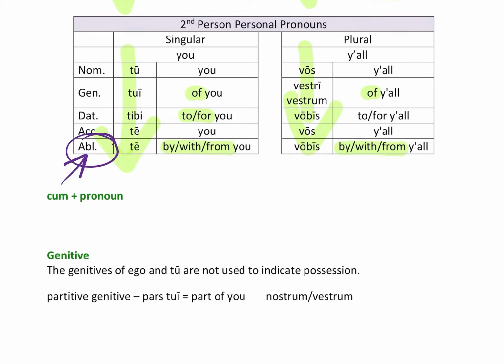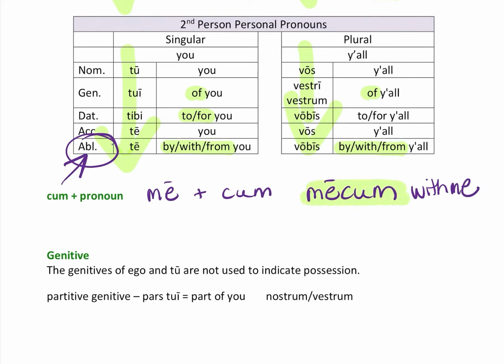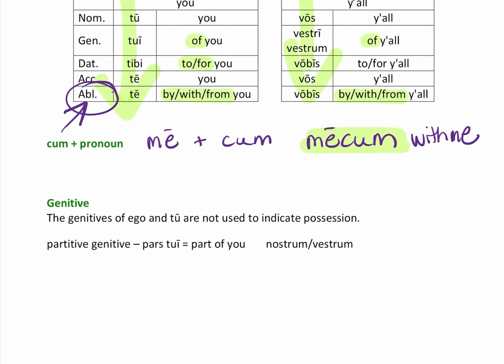Sometimes it is with a pronoun, but it's used as a suffix. Usually a preposition goes in front of a word. This time the preposition is a suffix, which simply means it's on the end of the word. You might see me plus cum become one word, mecum, which simply means with me. You're going to see this word a lot, so get familiar with it and know that it just means with me.